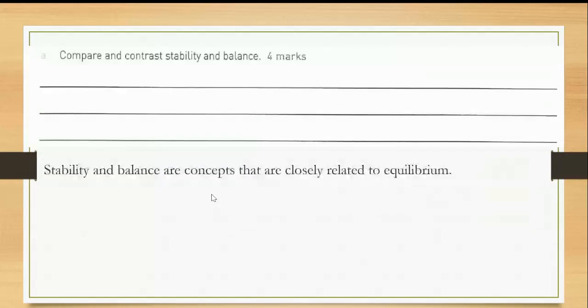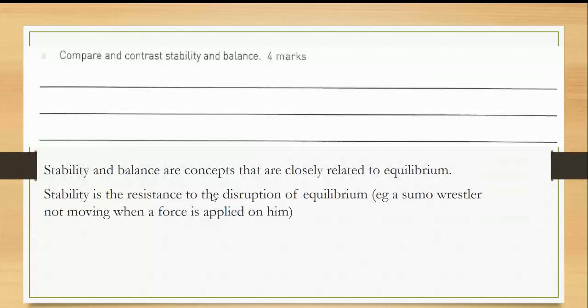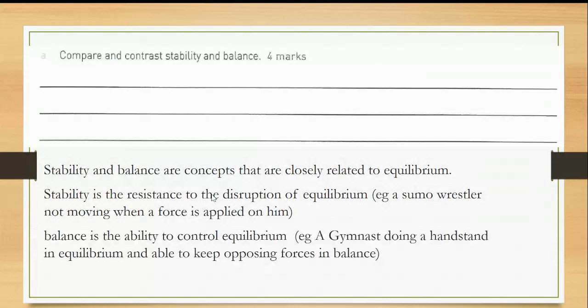All right, compare and contrast stability and balance. Stability and balance are concepts that are closely related. Stability is the resistance to the disruption of equilibrium, whereas balance is the ability to control equilibrium. So it's important that you're able to distinguish the difference of those two. So there's two examples: a sumo wrestler not moving when a force is applied on him, whereas a gymnast doing a handstand in equilibrium and able to keep opposing forces in balance. That requires a great deal of strength and flexibility.